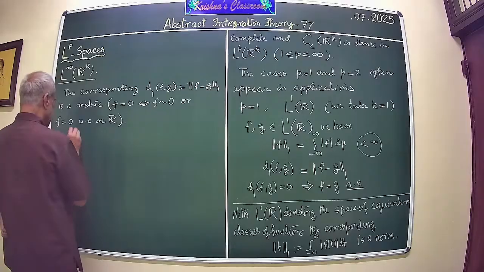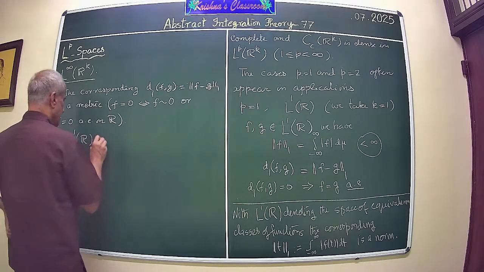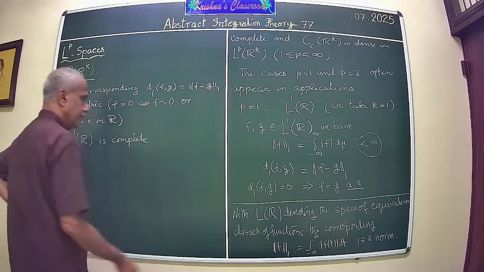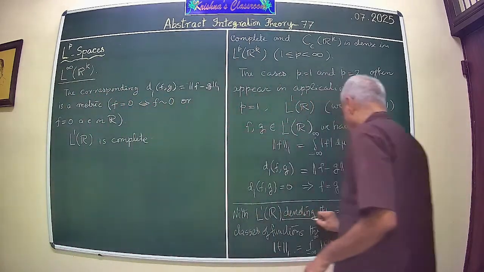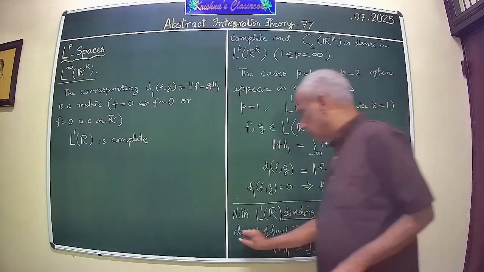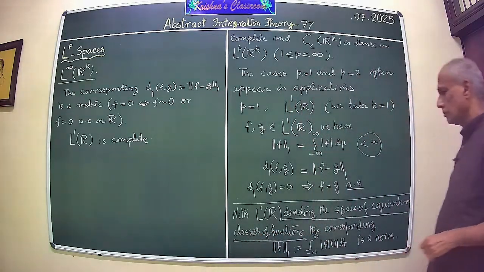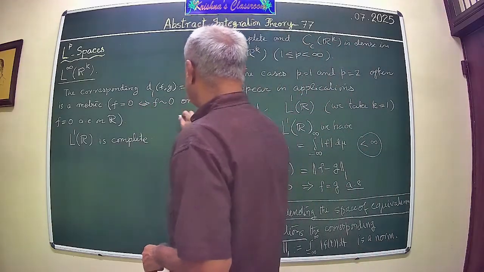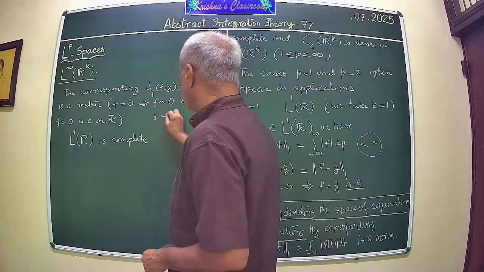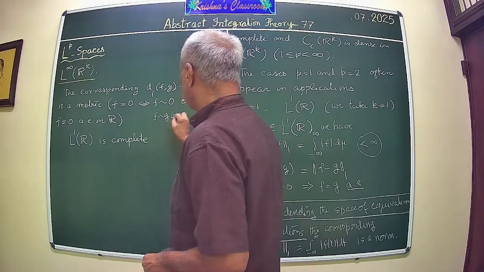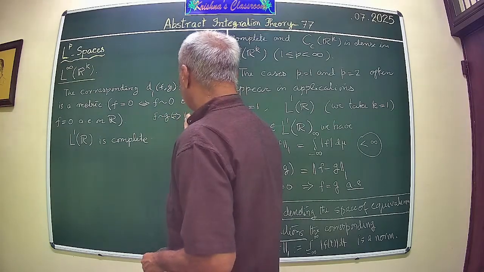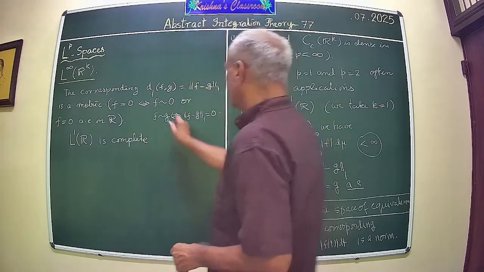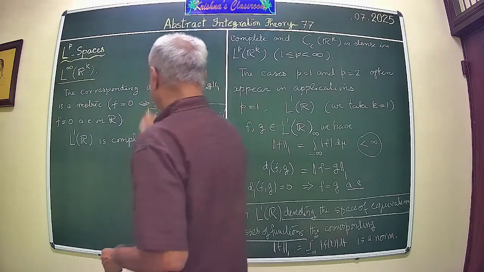and L1(R) is denoting the space of equivalence classes of functions under the equivalence relation, that is f is related to g if d1(f, g) equal to 0. This is the equivalence relation.